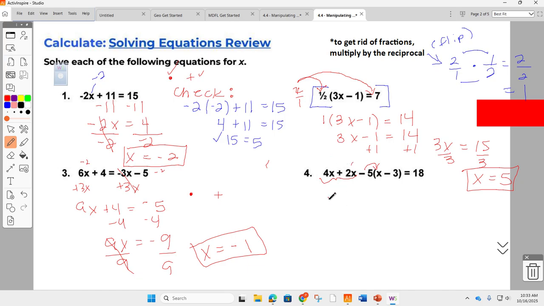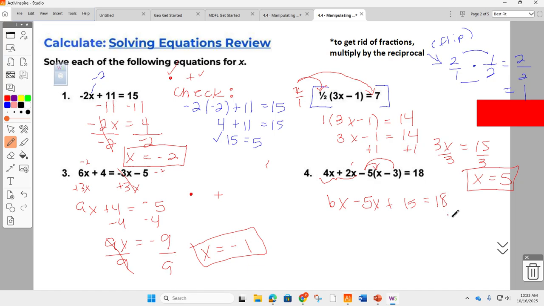4x's plus 2x's is 6x's. Now we're going to distribute negative 5 times x. That's minus 5x. Negative 5 times negative 3. The mistake a lot of kids make here is, number one, they don't multiply the negative 5 by that negative 3, or they multiply it by a positive. So make sure negative times a negative is a positive. 5 times 3 is 15.